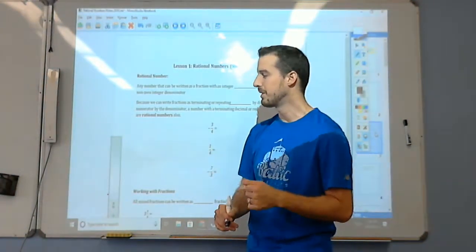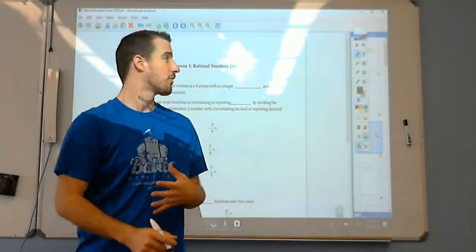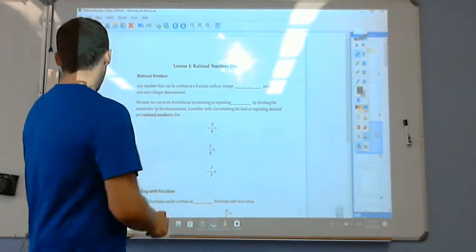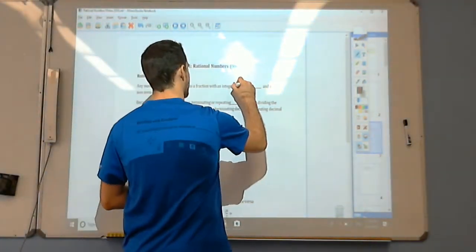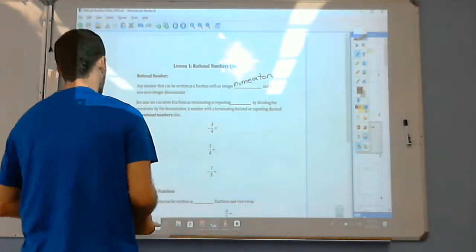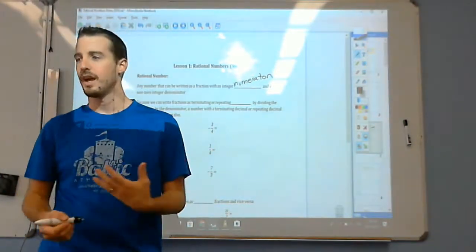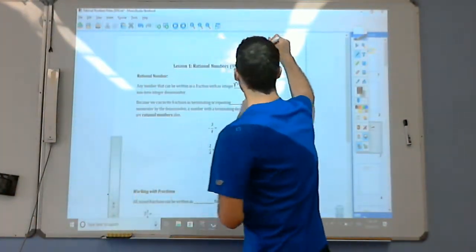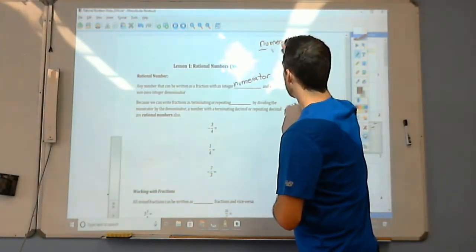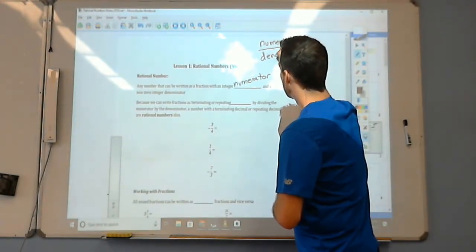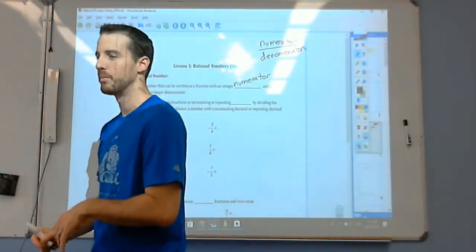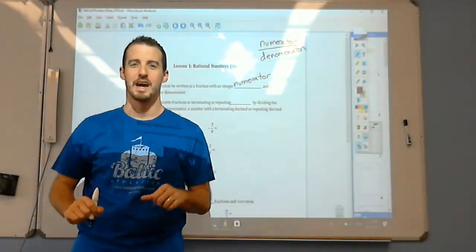So, lesson 1, we're going to be talking about rational numbers, okay? And so rational numbers are any number that can be written as a fraction with an integer numerator and a non-zero integer denominator, okay? So remember, every number is made up of a numerator and a denominator. Numerator on top, denominator on the bottom, okay? D for downstairs. You can think of it like that. That helps you remember, okay?